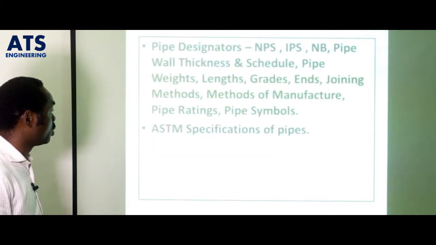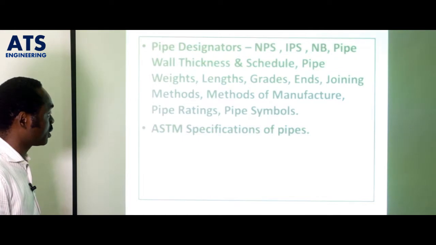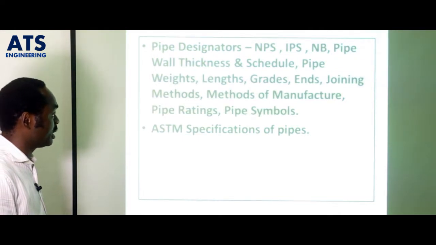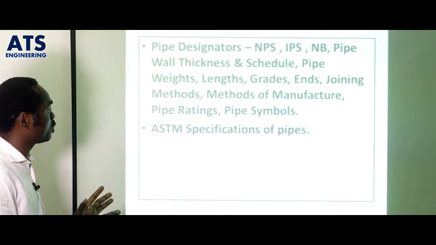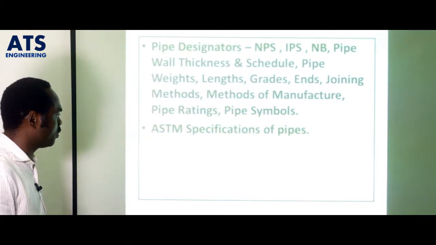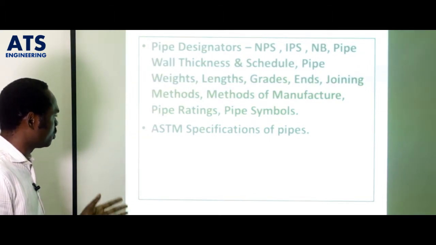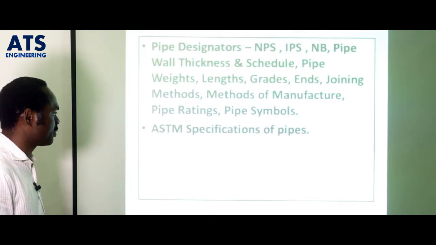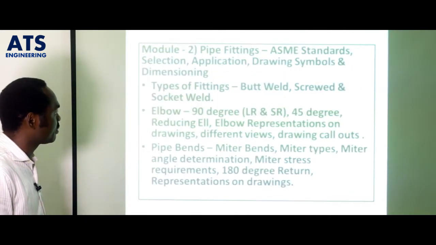We also get to know piping designators such as nominal pipe size, IPS, NB, and pipe wall thickness and schedule, pipe weight, length, grade, end, joining method, method of manufacturing, pipe rating, and pipe symbols. All these will help you to be able to write a specification for a pipe. And not left out, we'll also be looking at ASME specifications for pipes.